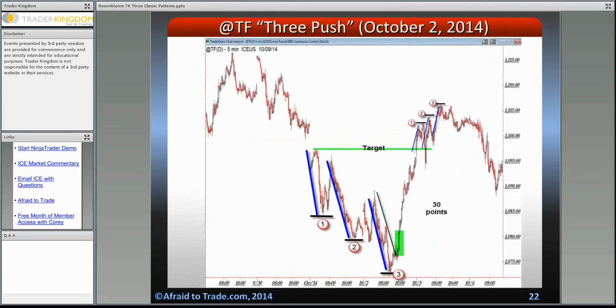Anyway, the 3-push pattern here, one more example, and we'll open up for general Q&A, and this is kind of a cute little example, I thought. This is going back for the Russell at the start of October. So this is a down move. Again, same thing. Do we start here? No, that's not really a unified swing, at least for this purpose.